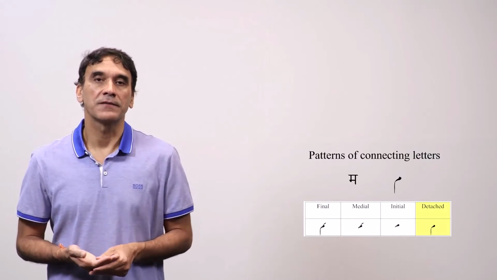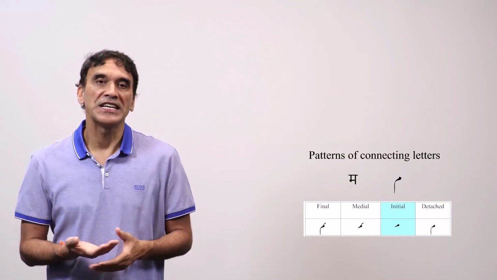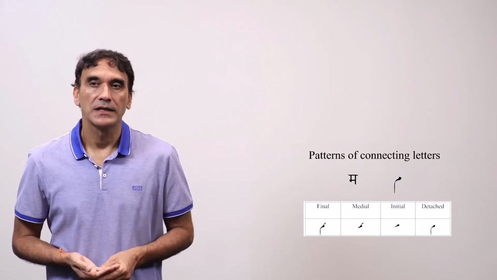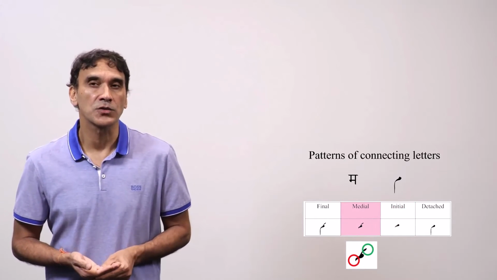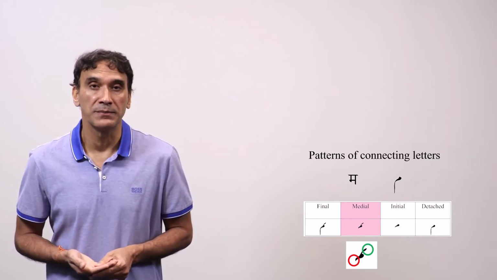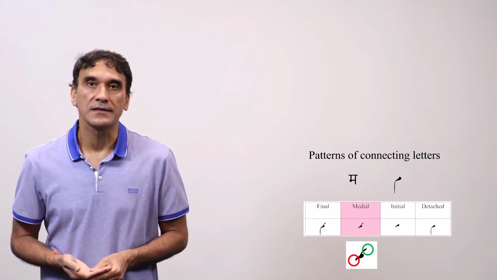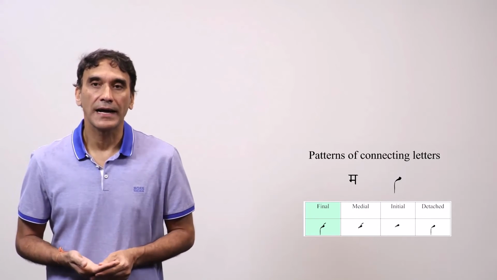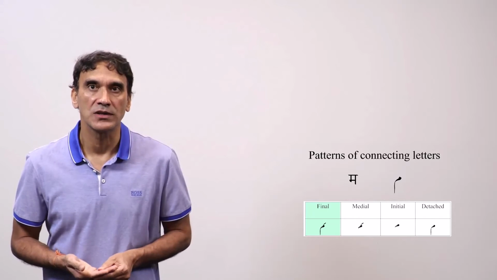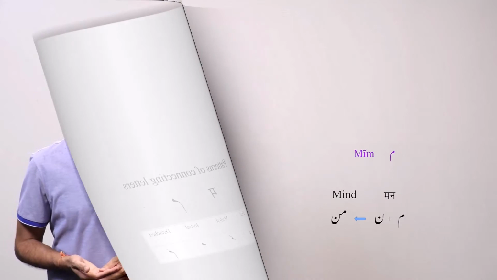Here in this table, the first one is detached, as you see in the alphabet sheet. The initial form looks like this. The medial form looks like this. And here in this picture, the green circle shows where the previous letter will be connected with Mīm, and the red circle shows where the following letter will be connected. The detached and the final forms are more or less the same, except the final form is attached to the previous letter. Let's now take some words.